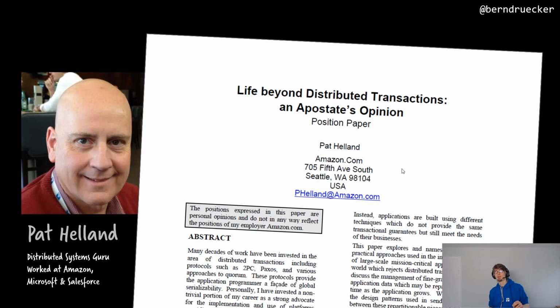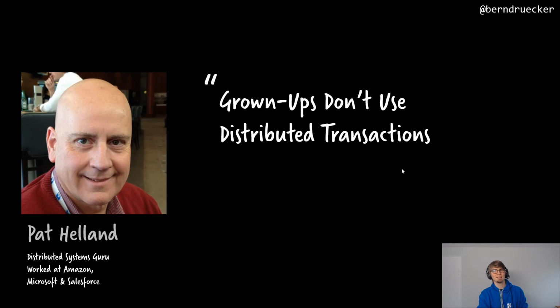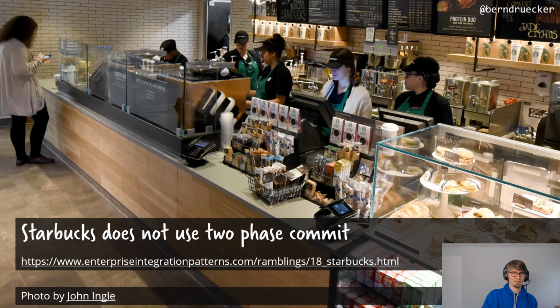The important thing for me to remember about distributed transactions is they don't work, or you should assume they don't work for you in your scenario. There's an awesome paper. It's this one, Life Beyond Distributed Transactions, from Pat Helland. He worked at Amazon at that time, and basically the summary is: grow up, don't use distributed transactions. That's his own quote, so I'm safe here. So you should assume that. And I love this blog post actually from Gregor Hohpe. He wrote about Starbucks does not use two-phase commit. And it explains very well why this is so important.